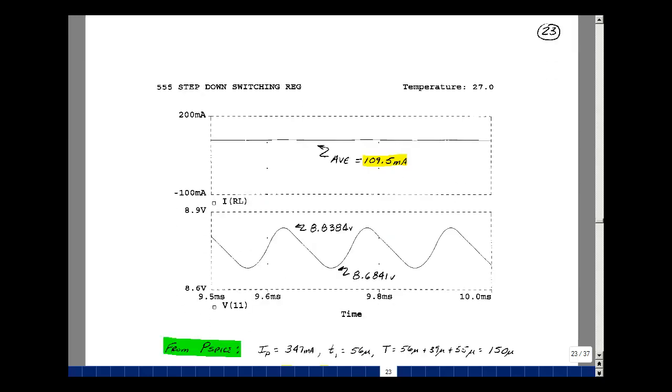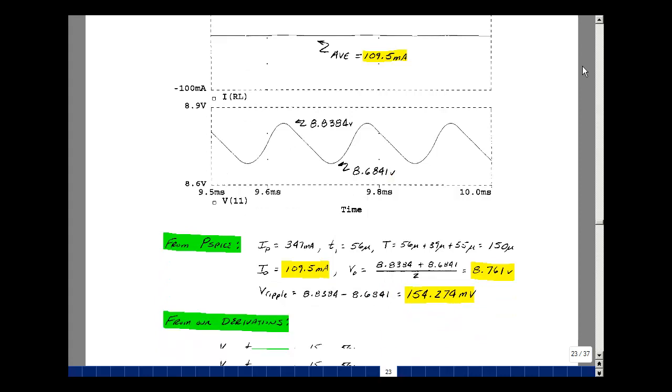Next, I plotted the current in the resistor. I put it on kind of a large scale, so it appears to be a straight line. It has an average value of 109.5 milliamps, but there's a slight ripple in it. And so I took node voltage 11 and zoomed in on it. So you can see the ripple peak to peak. It's going between 8.838 volts and 8.6841.